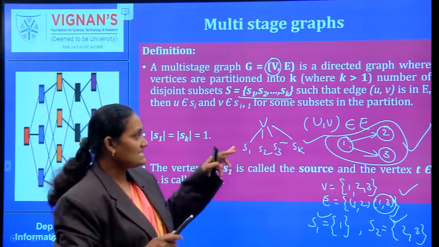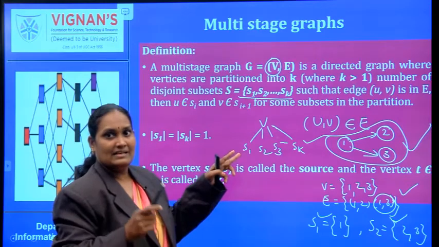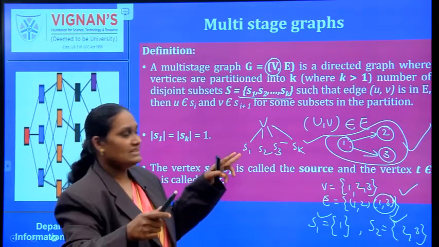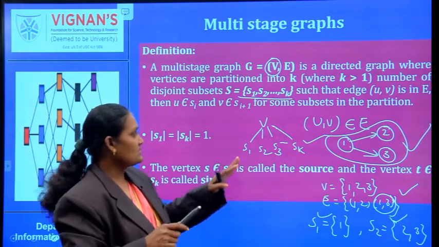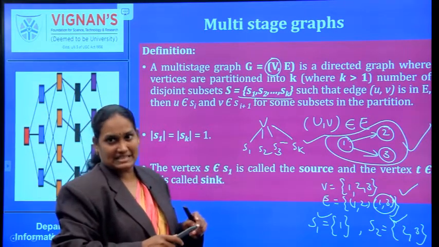How are we saying it is multi-stage? This contains two stages. In the first stage we have one vertex, in the second stage we have two vertices. So that's why we are calling this graph a multi-stage graph.